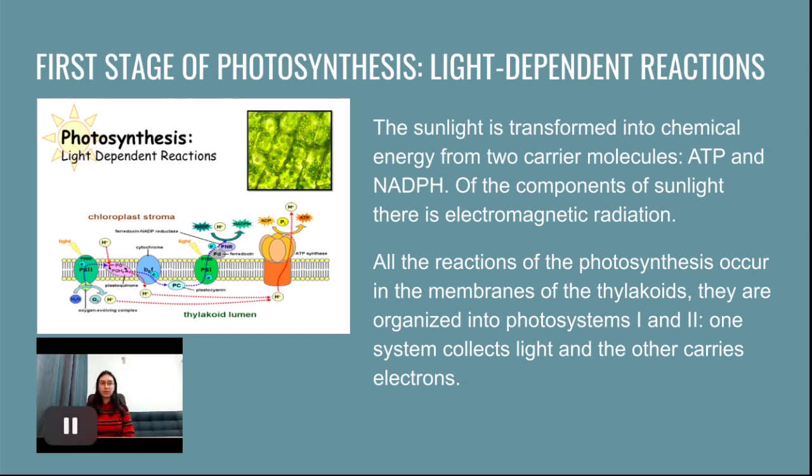First stage of photosynthesis, light-dependent reactions. The sunlight is transformed into chemical energy in two carrier molecules, ATP and NADPH. Of the components of sunlight, there is electromagnetic radiation. All the reactions of the photosynthesis occur in the membranes of the thylakoids. They are organized into photosystems, one system collects light and the other carries electrons.